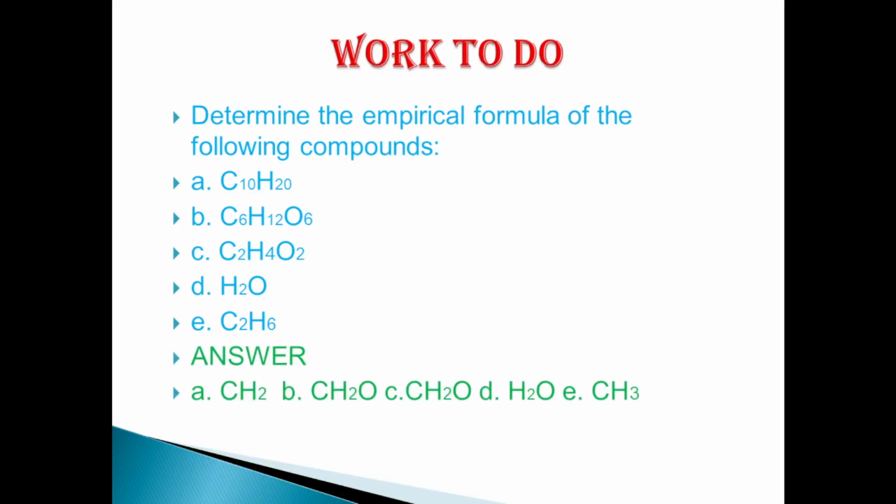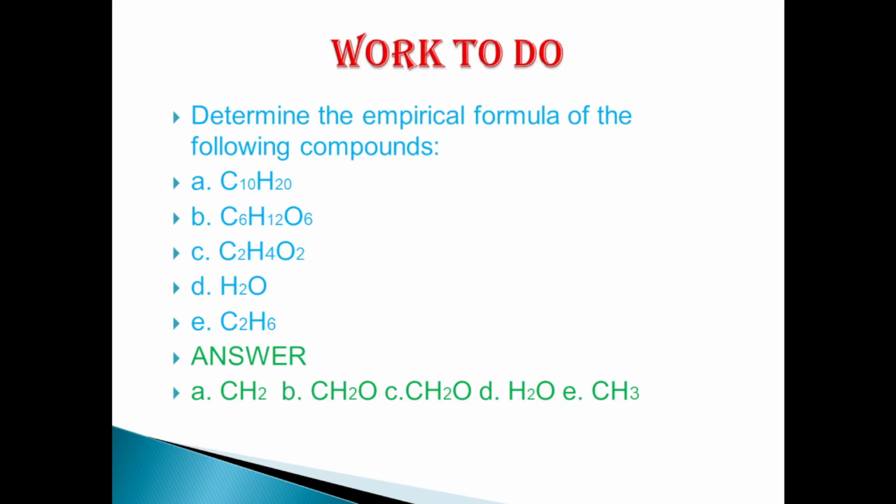For question A, the empirical formula is CH2, that is, you are dividing by 10. That will give you CH2 as the empirical formula. Now for glucose, which is C6H12O6, you are dividing by 6. So that will give you C1H2O1. That is why we have CH2O as the empirical formula of glucose.